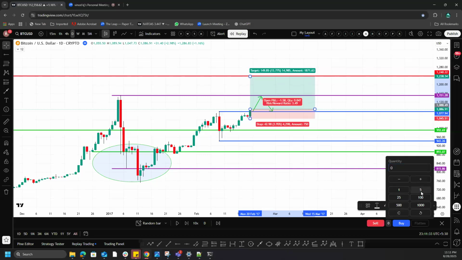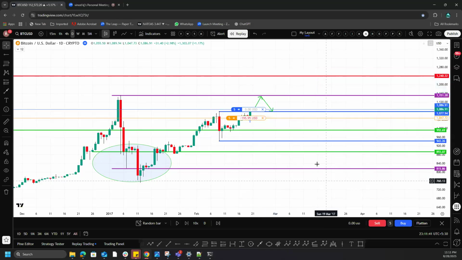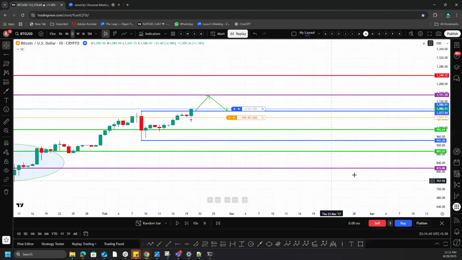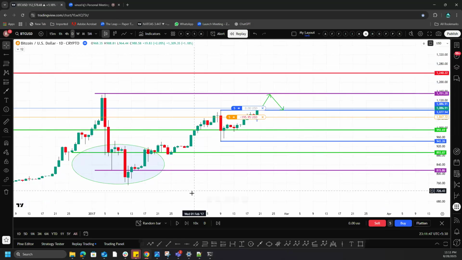Let's enter some 5 quantity, it's a buy, and stop loss below this. Let's see what exactly happens, because it gave a reversal now at this particular level and a nice candle. Volume I cannot see, but that's fine. Let's see.